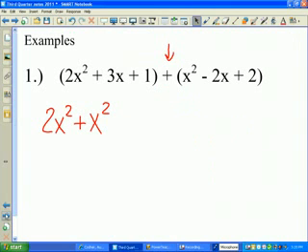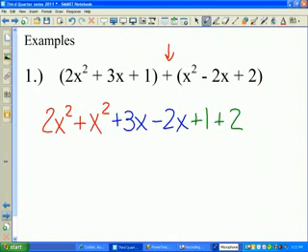So let's say I want to go looking at the degrees starting from highest to lowest. So that means what will be the next degree? If my highest is 2, what will be the next one down? It should be 1. So are there any x's to the first power up here? Yes, there is a plus 3x and there is a minus 2x. So those are like terms. And now what's left over? Is there anything else? Yes, there is. We have our plus 1 and we have our plus 2.